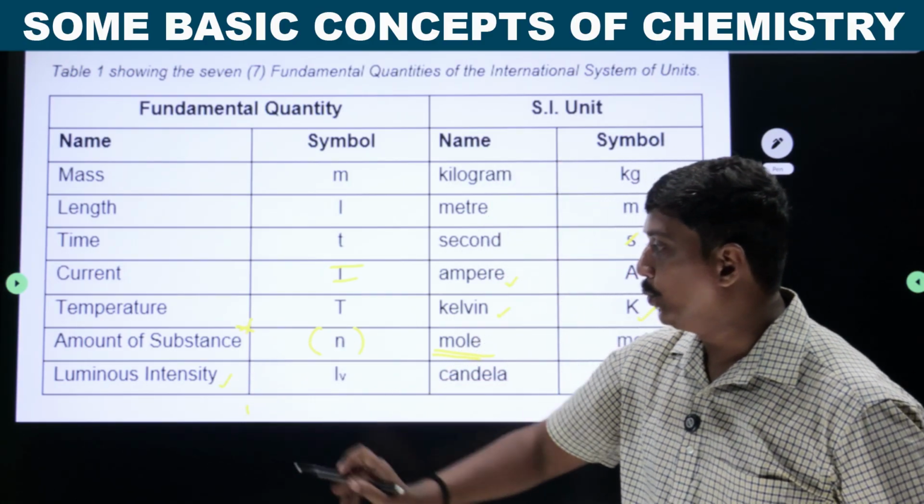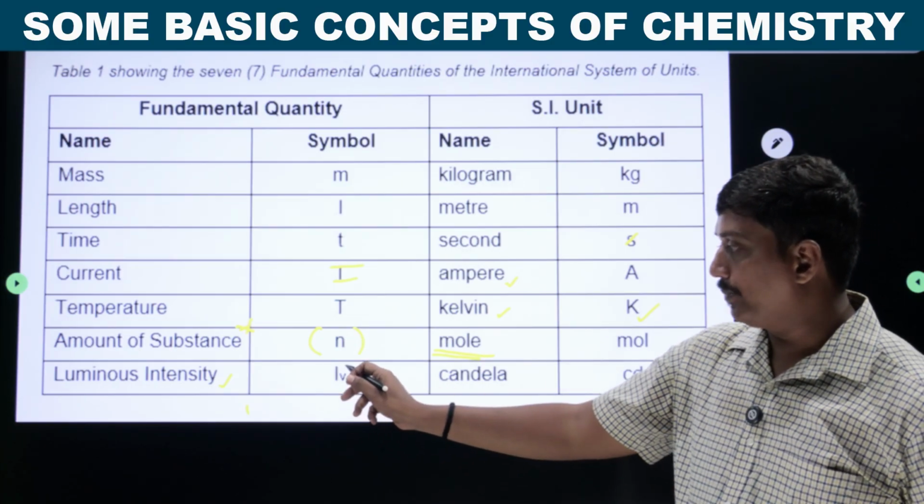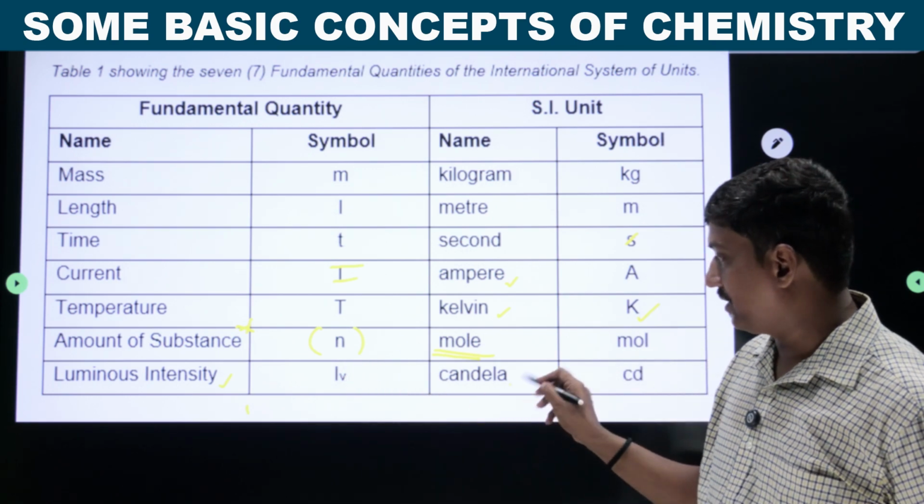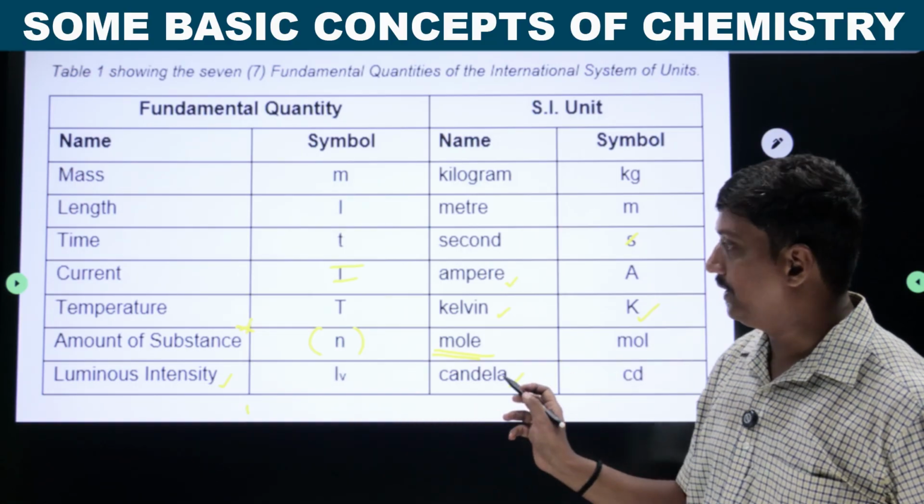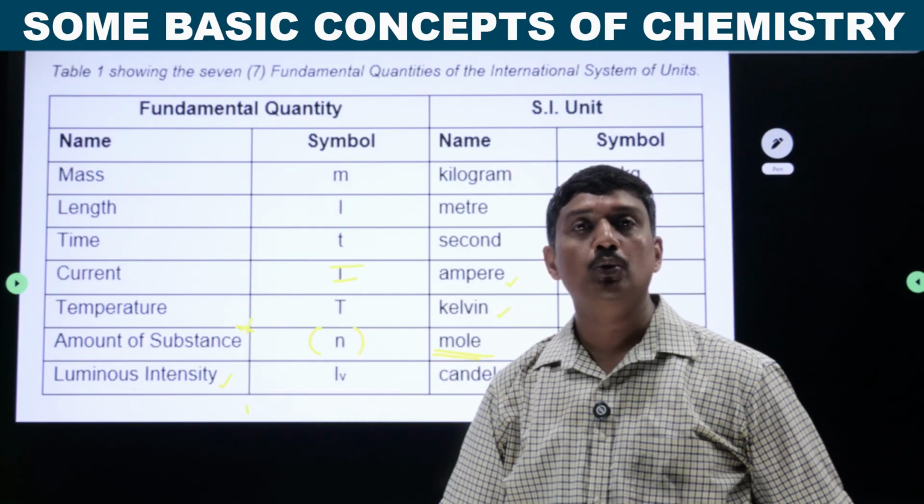Next is luminous intensity. Luminous intensity is Iv. It is represented in candela, cd. These are all the 7 fundamental units.